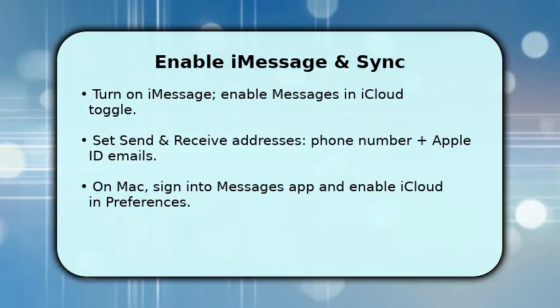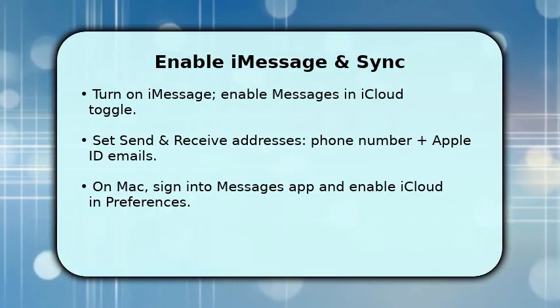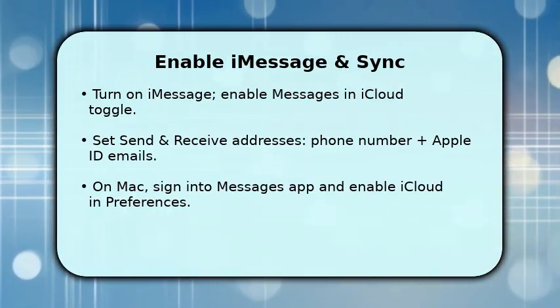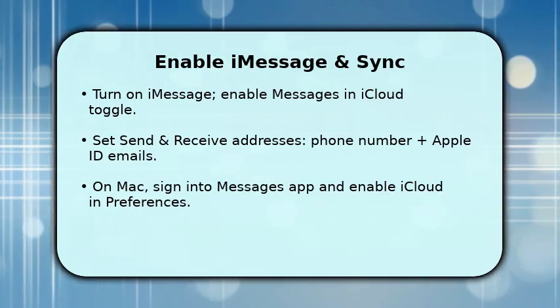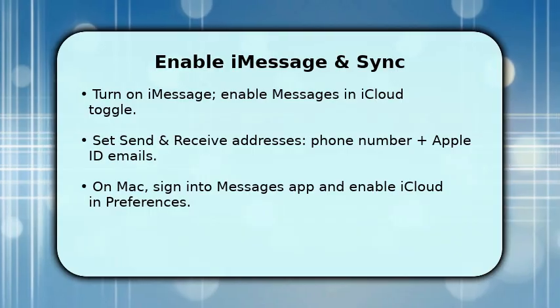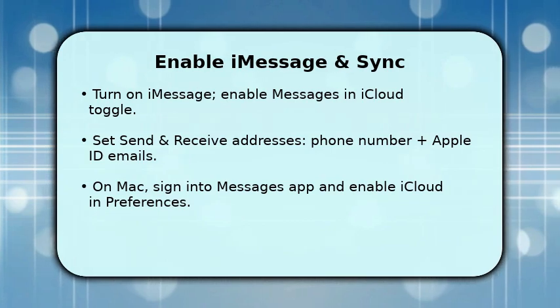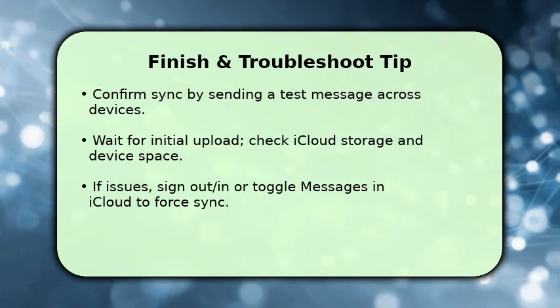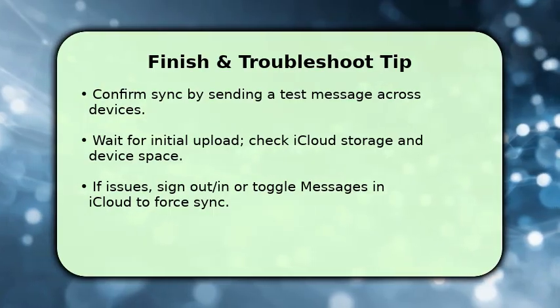On a Mac, open Messages, right arrow Preferences, right arrow iMessage, and sign in with the same Apple ID, then check Enable Messages in iCloud. These steps let your history merge across devices. Give the system a few minutes to start uploading and reconciling message threads. Finally, confirm everything by sending a test iMessage and watching it appear on each signed in device.